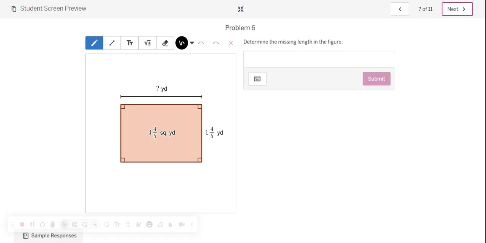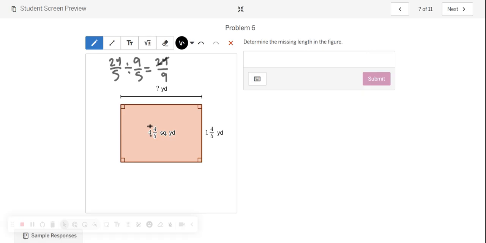Here we go. 4 and 4/5 divided by 1 and 4/5. The first thing you want to do is turn them into fractions. So I've got 4 times 5 is 20, plus 4 is 24 fifths, divided by 9 fifths, which, I mean, it'd be 24 ninths right away. 24 ninths if you do it that way.